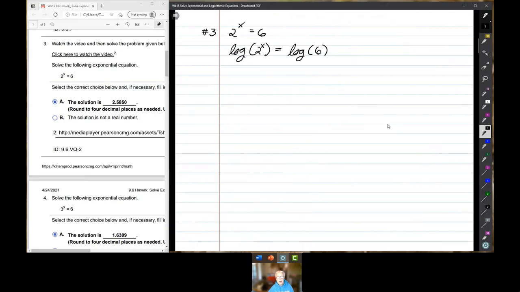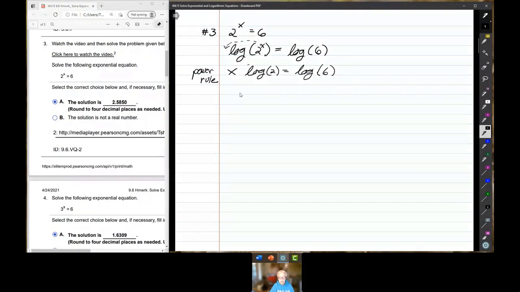Okay, now I'm going to use the power rule to bring that x down in front. Let me write it down, power rule. Which will make that x times the log of 2 equals the log of 6. The log of a number is just a number, albeit an ugly number. But it's a number. So x times the number, if I'm going to solve for x, I'm going to divide both sides by the number multiplying x.